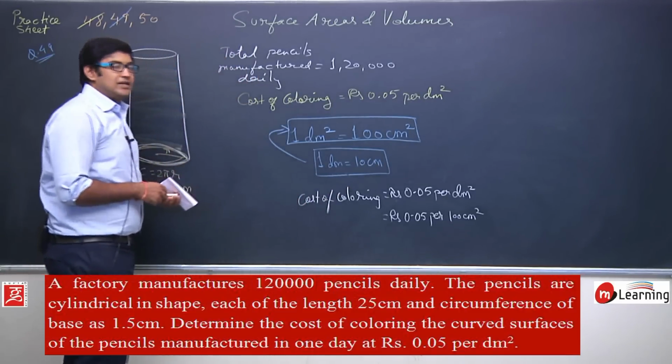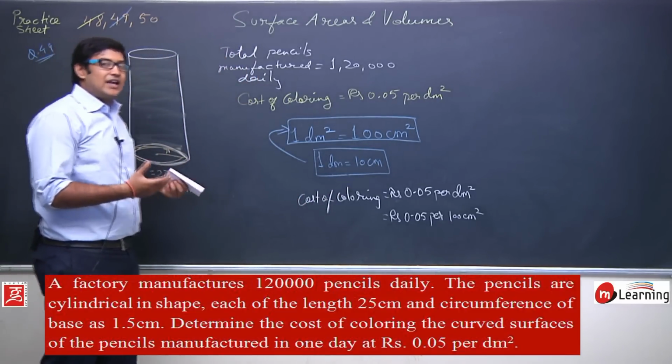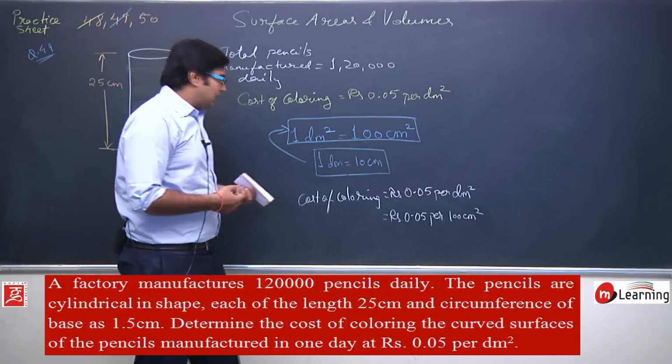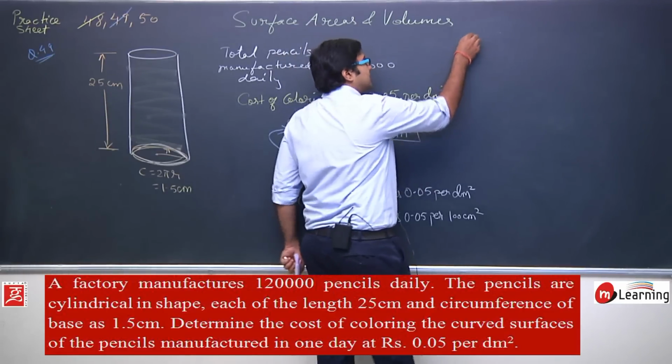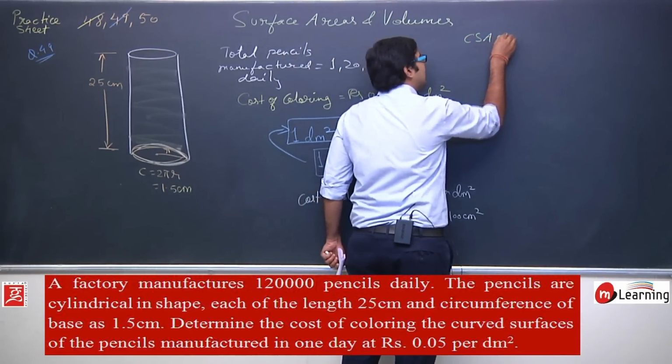Now let us determine the curved surface area on which I can color. Okay, so the area on which I want to color is the curved surface area of each pencil.